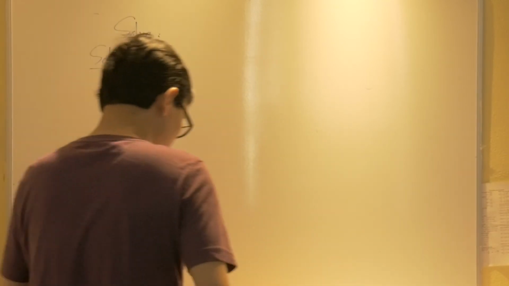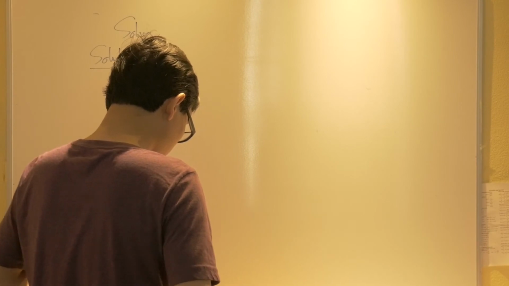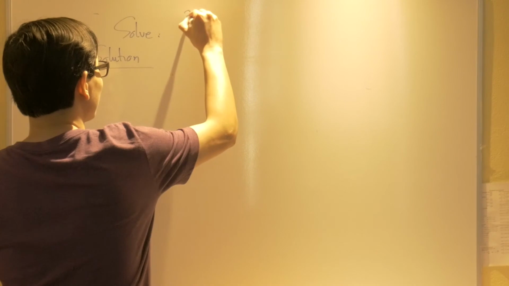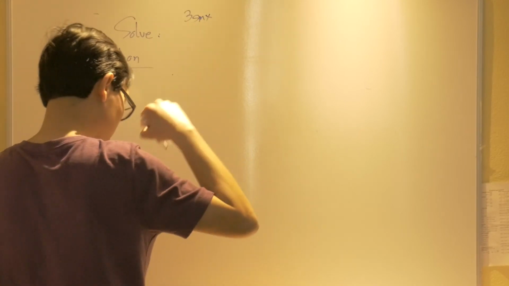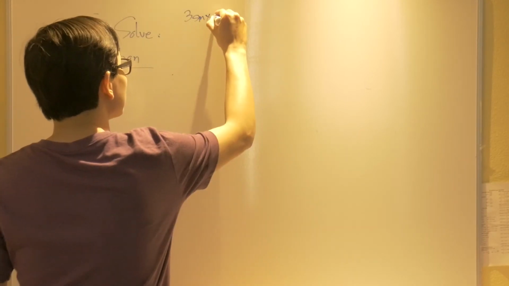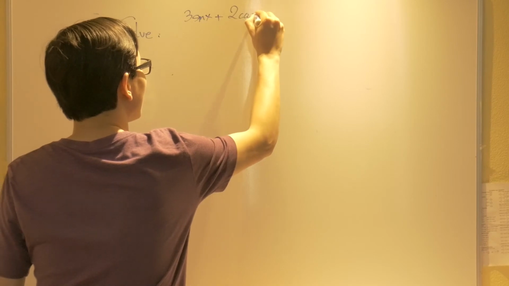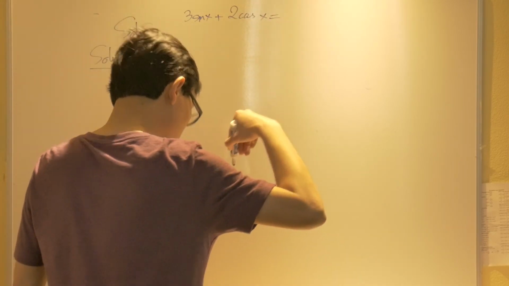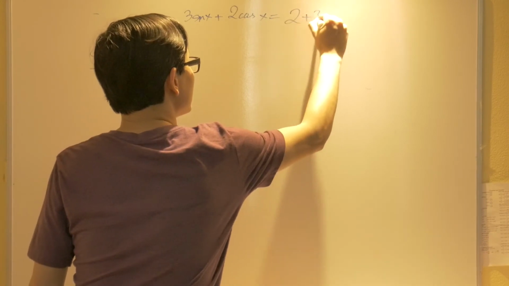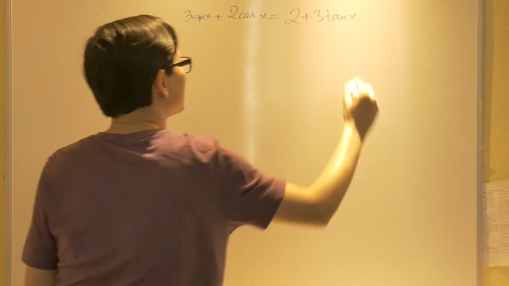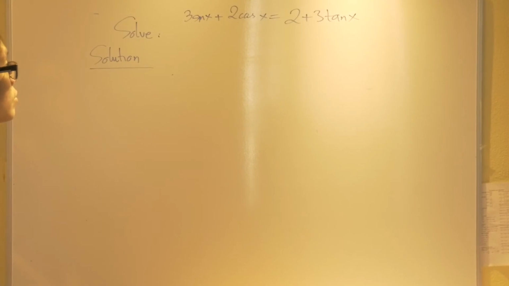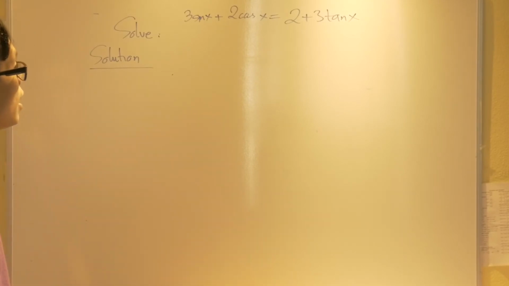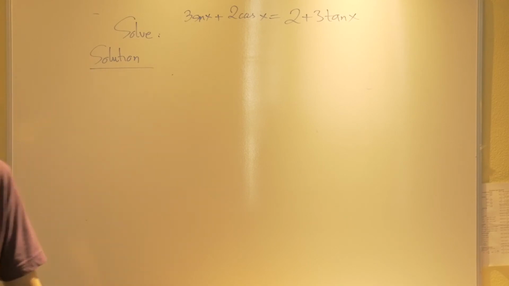Let's do another one. How about this one? 3 sine x plus 2 cosine x equal to 2 plus 3 tangent x. Alright, so I give you a couple minutes to think about how to do this, okay? I'll be back.